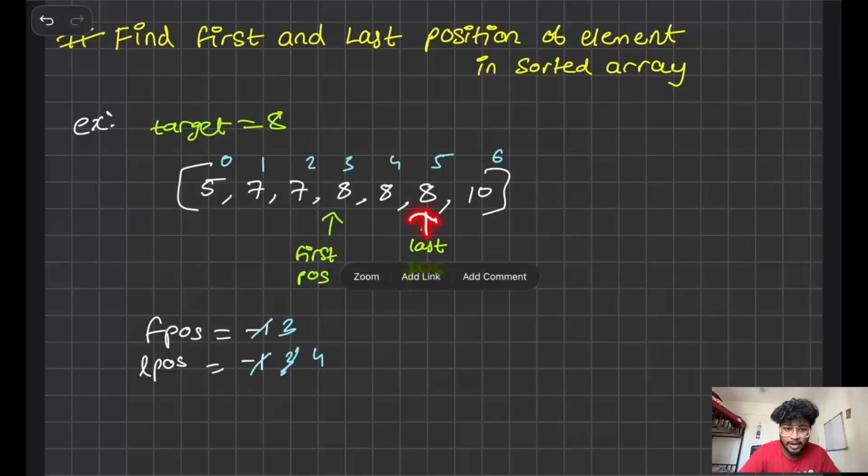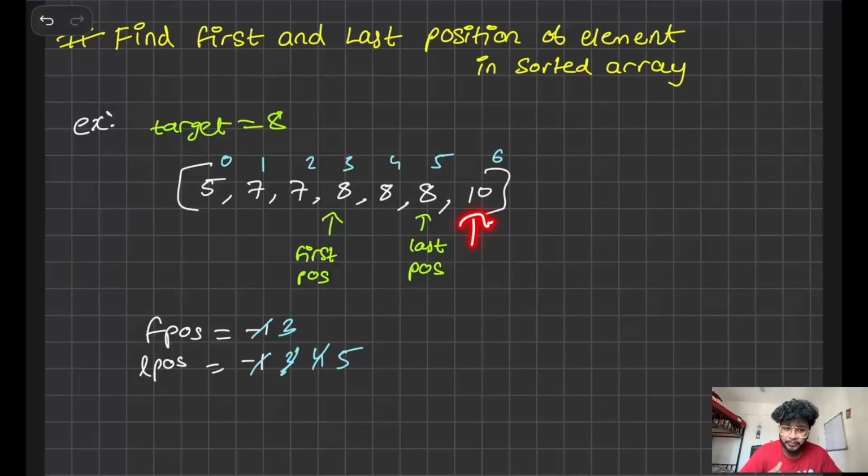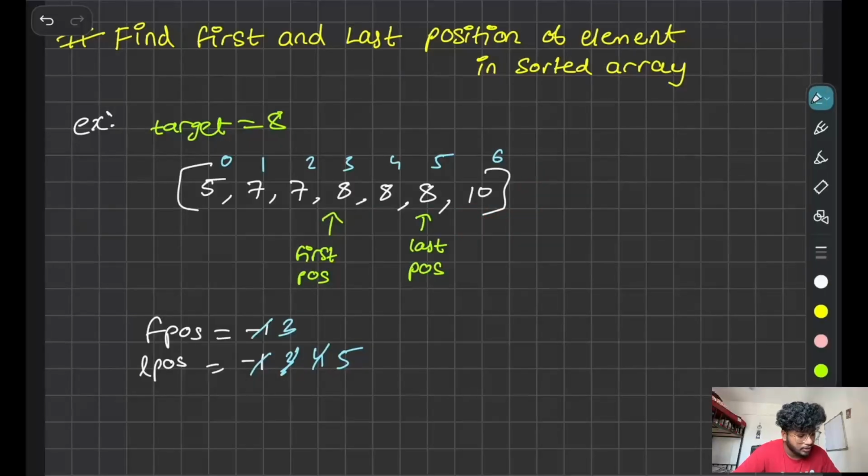At index 5 I have found the target again. So I update my last position again, and I would not change the first position. I update my last position to be 5. At last we are at index 6, the end of the array. This is not matching the target. So this would be our final answer, 3 and 5, which makes sense.